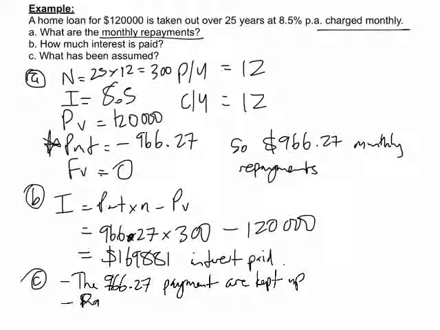Rate is fixed at 8.5% per annum, because none of this would be true if it changed at all.